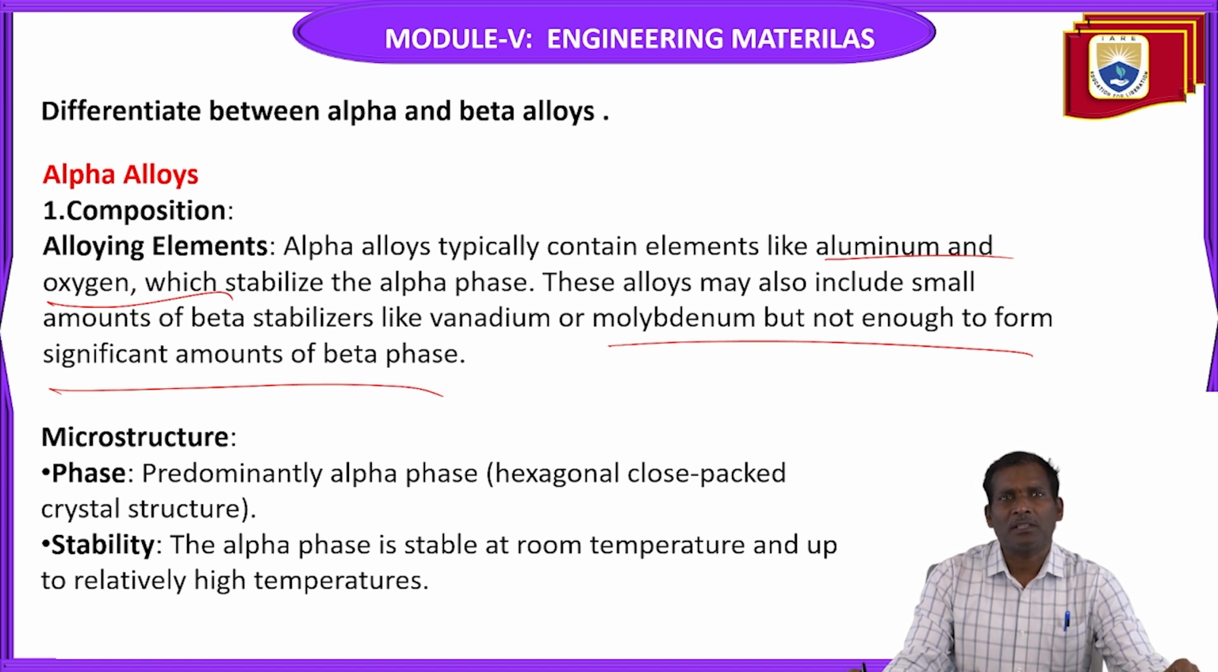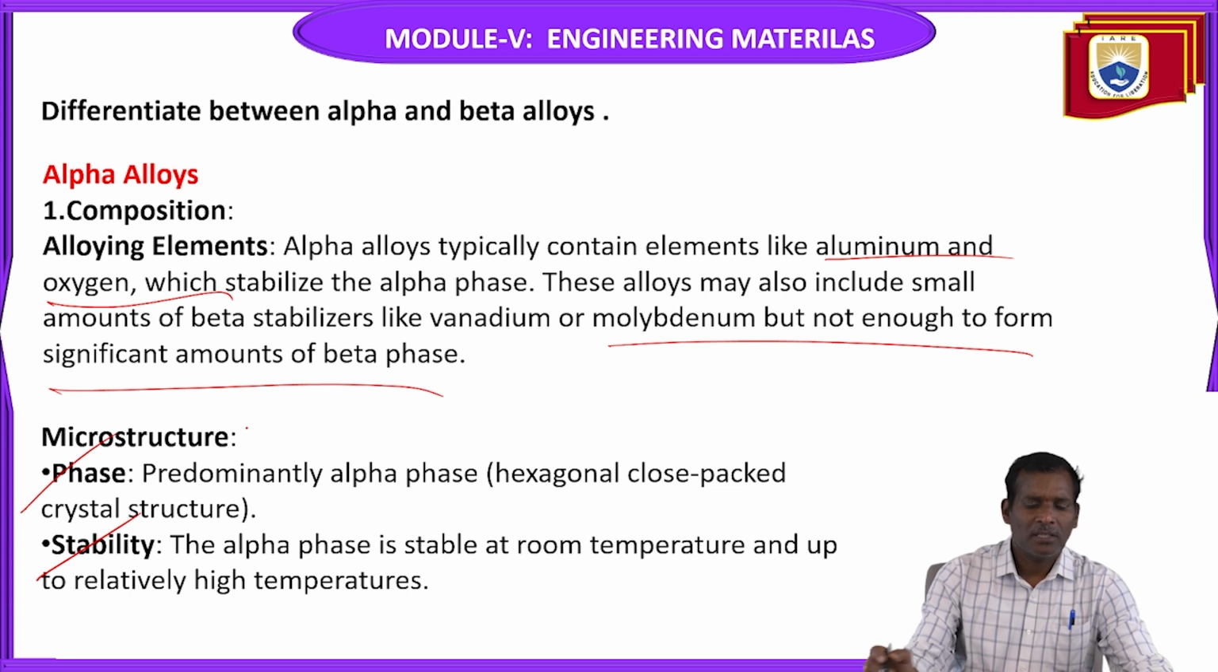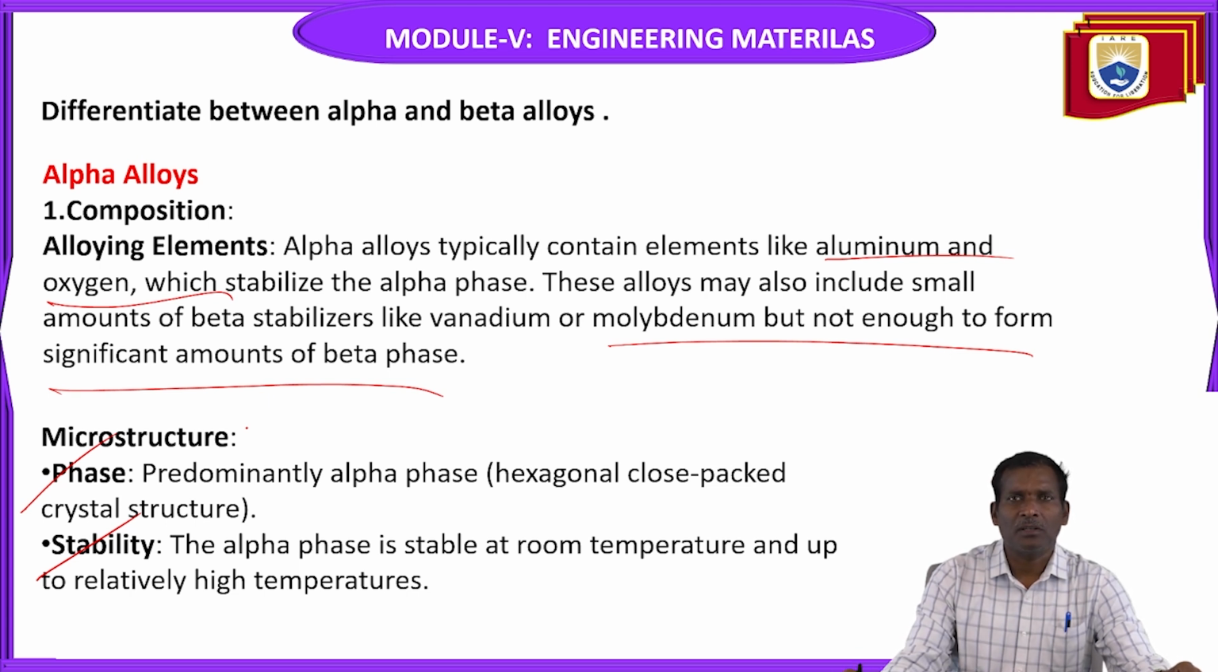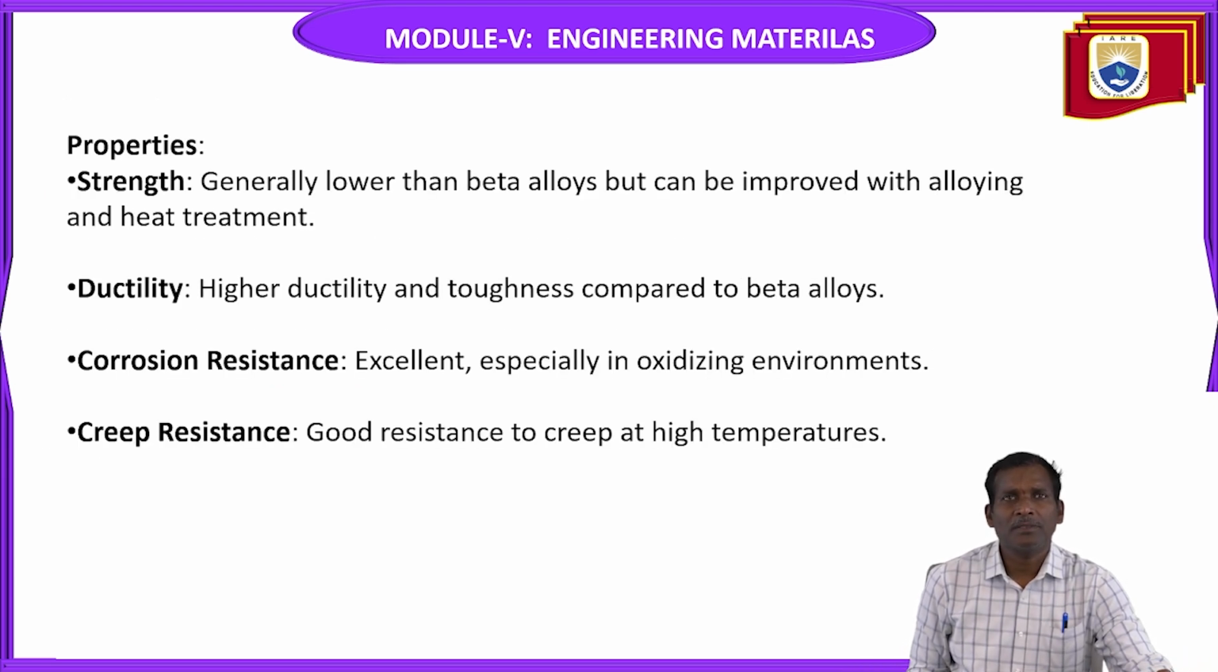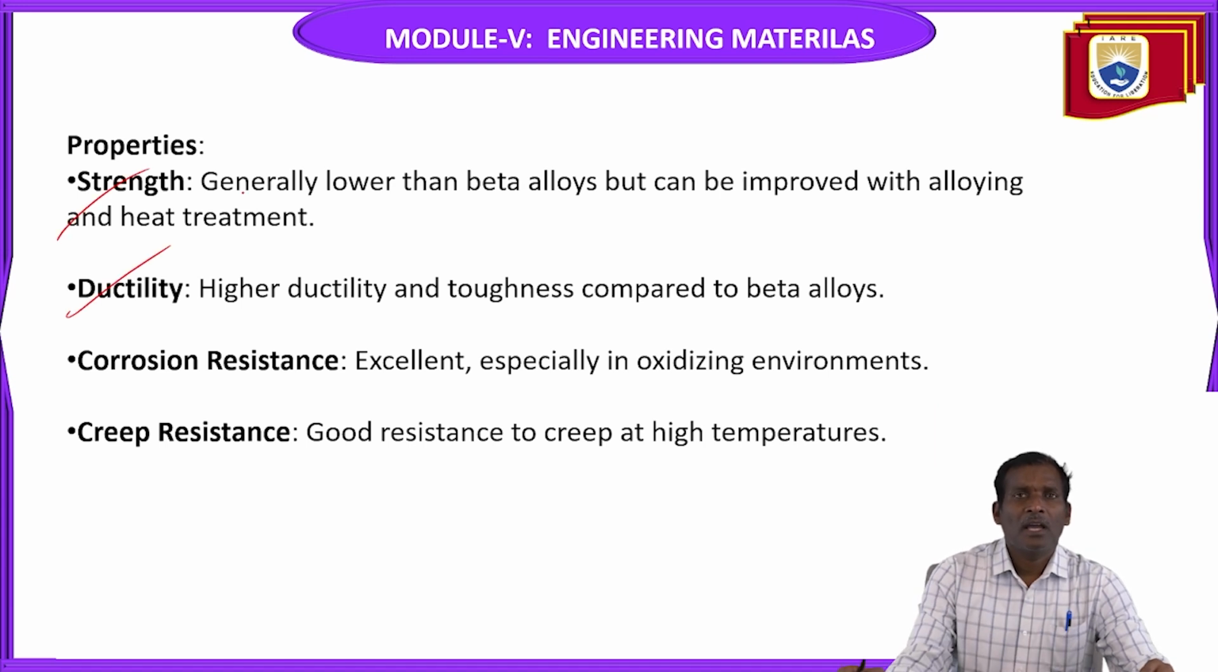So the microstructure, that is phase, predominantly alpha phase, the hexagonal closed packed crystal structure. And stability, the alpha phase is stable at room temperature and up to relatively high temperature. So having that much of stability. Next, properties, generally lower strength than beta alloys but can be improved with alloying and heat treatment.